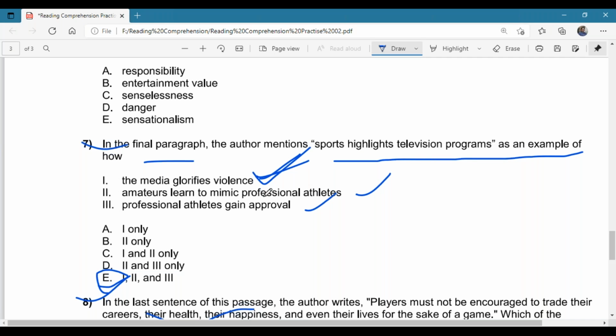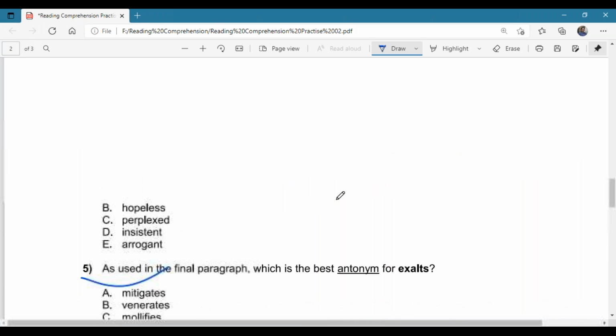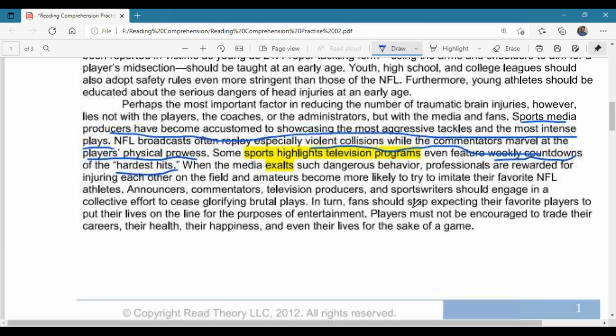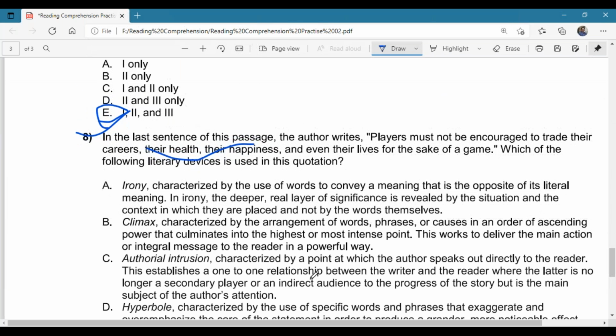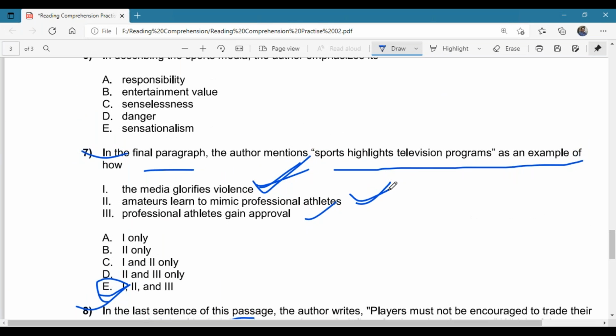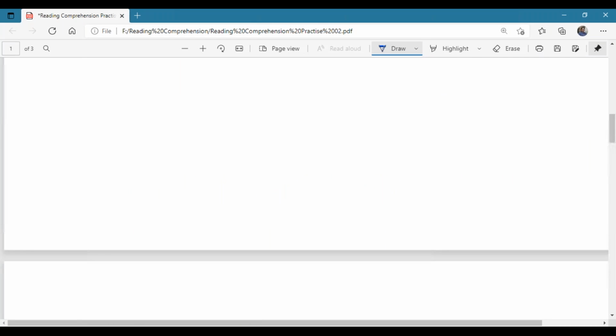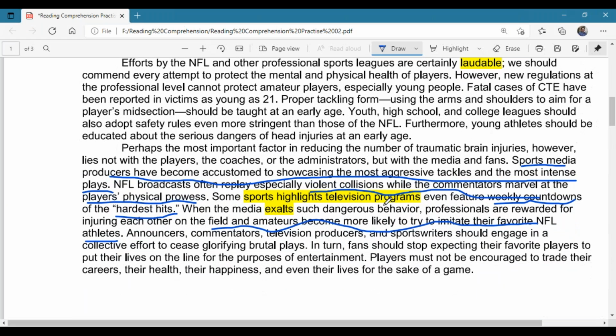So one is correct. Amateurs learn to mimic professional athletes. Yeah, the statement is directly here. See? On the fields, amateurs become more likely to imitate their favorite NFL athletes. Imitate or mimic, both mean the same, right? To copy, to perform them. So that is also correct. Professional athletes gain approval. Professionals are rewarded for injuring each other on the field.